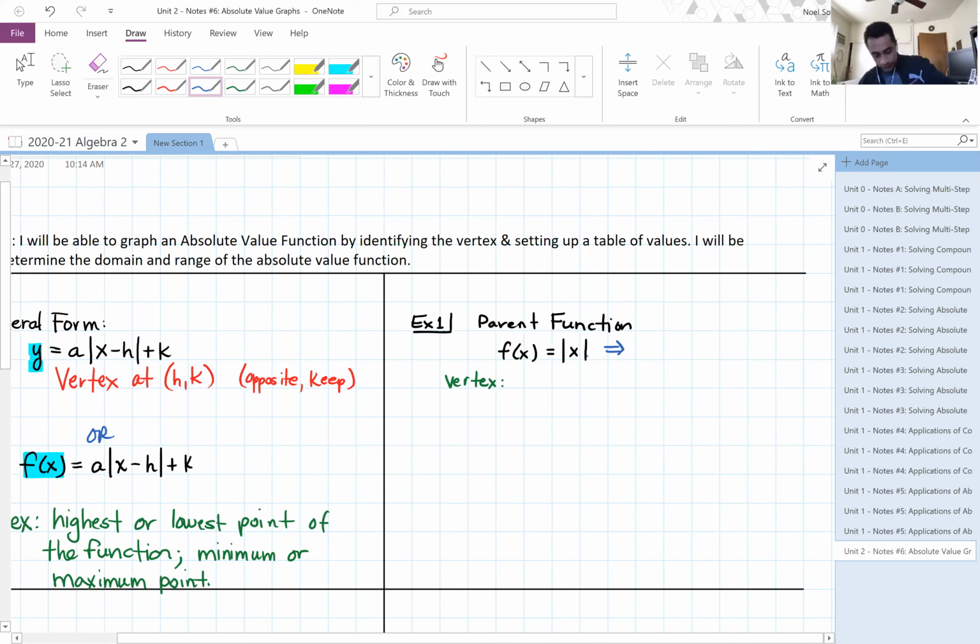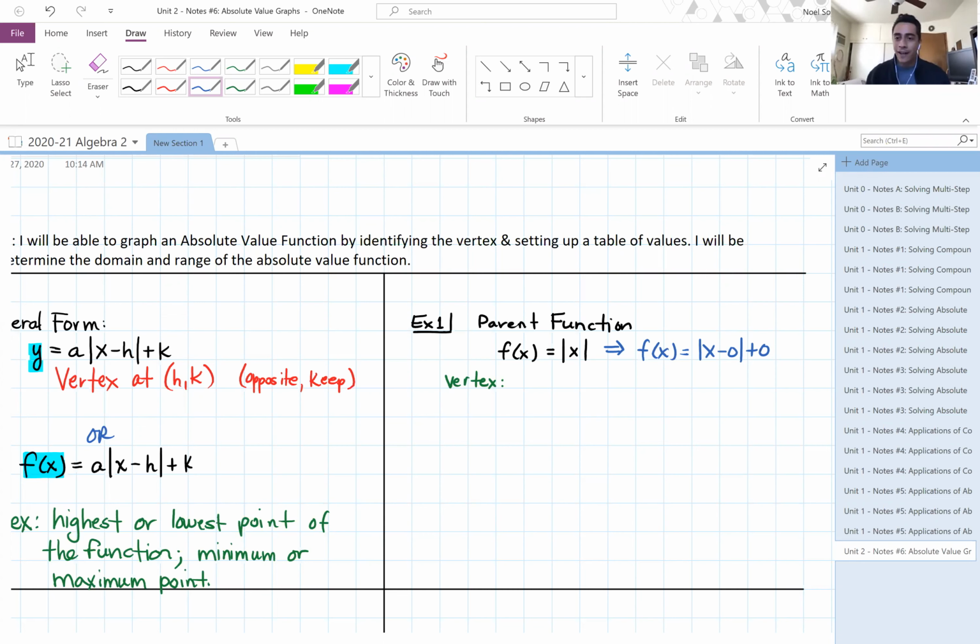Okay? Would you agree that f of x is equal to absolute value of x is the same thing as f of x equal to absolute value of x minus 0, and then plus 0 on the outside? Would you agree that those two are the same? Yeah, right? I'm subtracting nothing from the inside, and then I'm adding nothing to the outside. So I'm not shifting in any direction, right? Like move 0 to the left. Okay. Move 0 to the right, and then move 0 up. Well, you're not going to move at all.